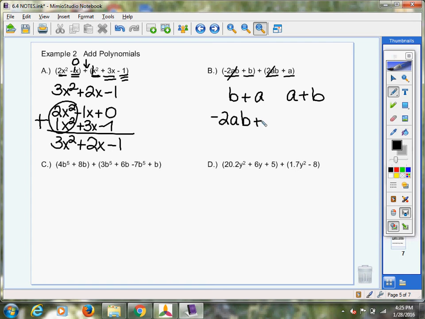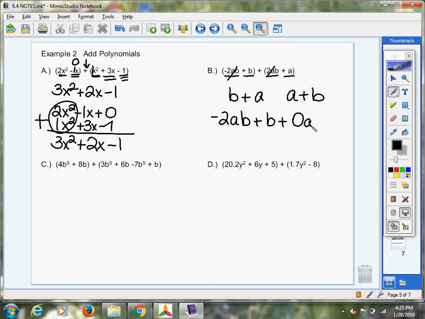So notice in the first quantity we have negative 2a plus b. We don't have an a term. So if you want to put a ghost man in there, put a 0a. That's the best thing to do. If you're missing a variable, put a 0 in front of it, and that works.